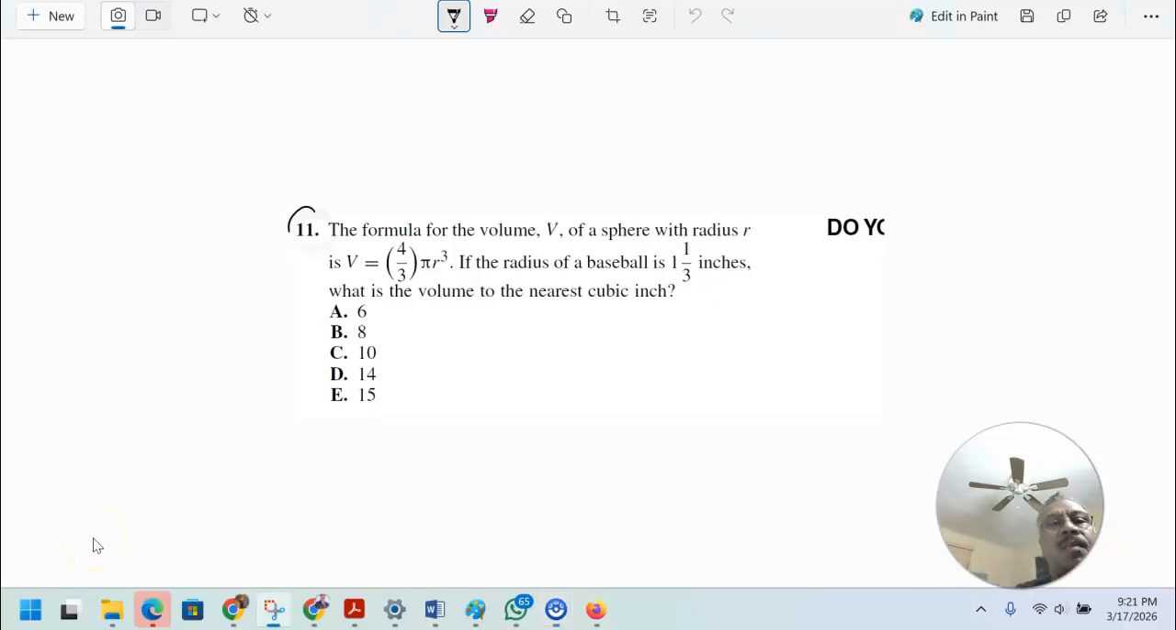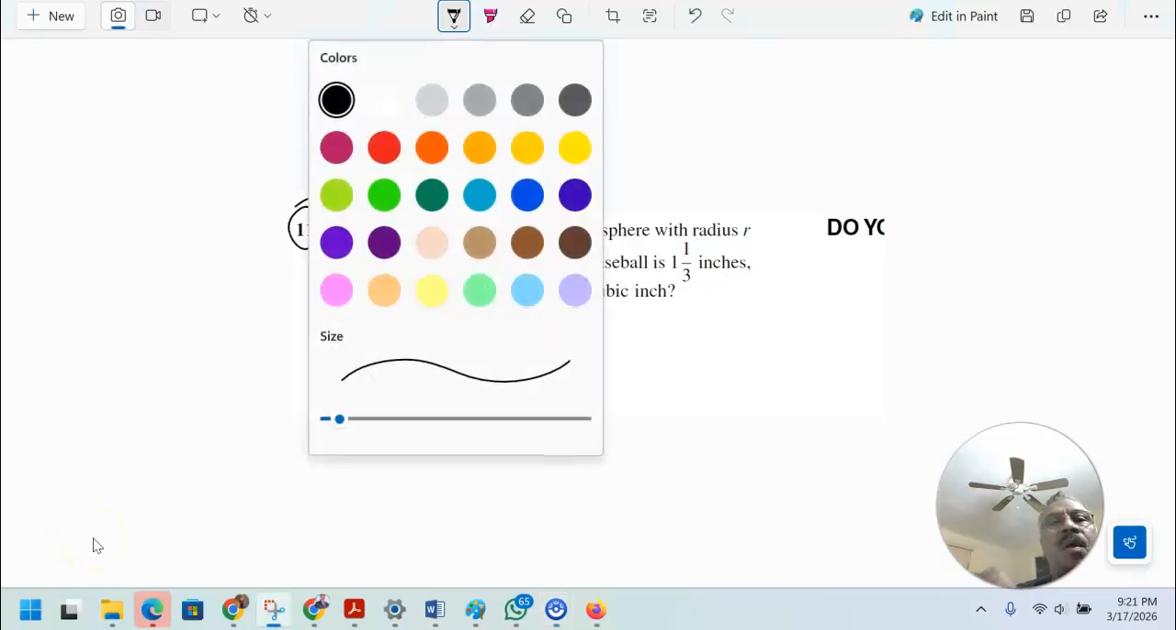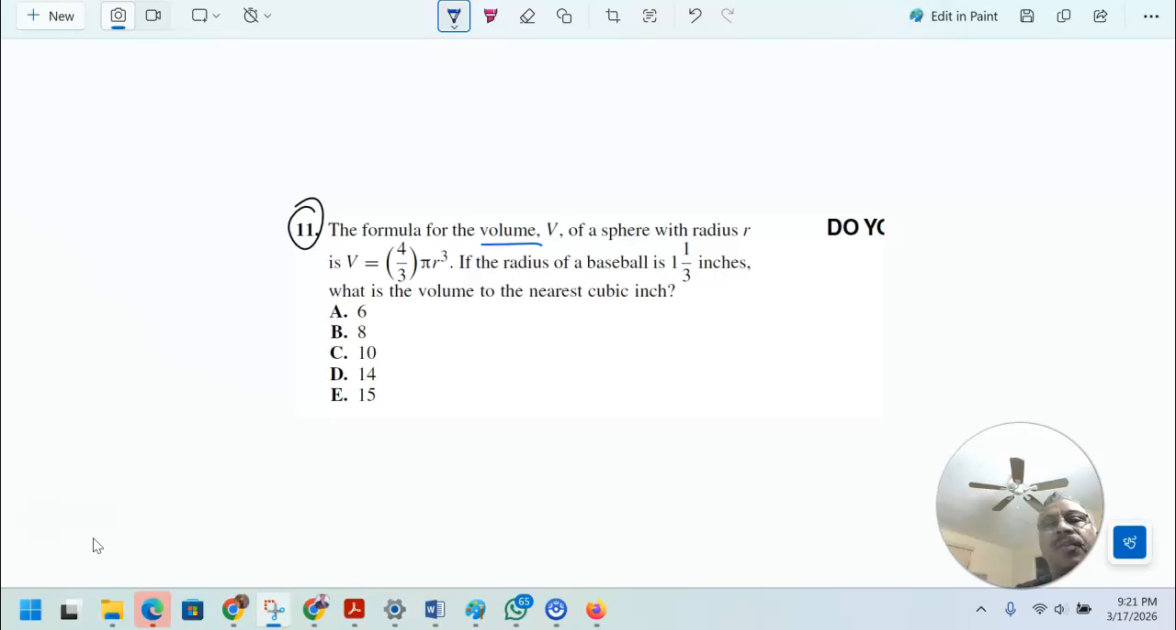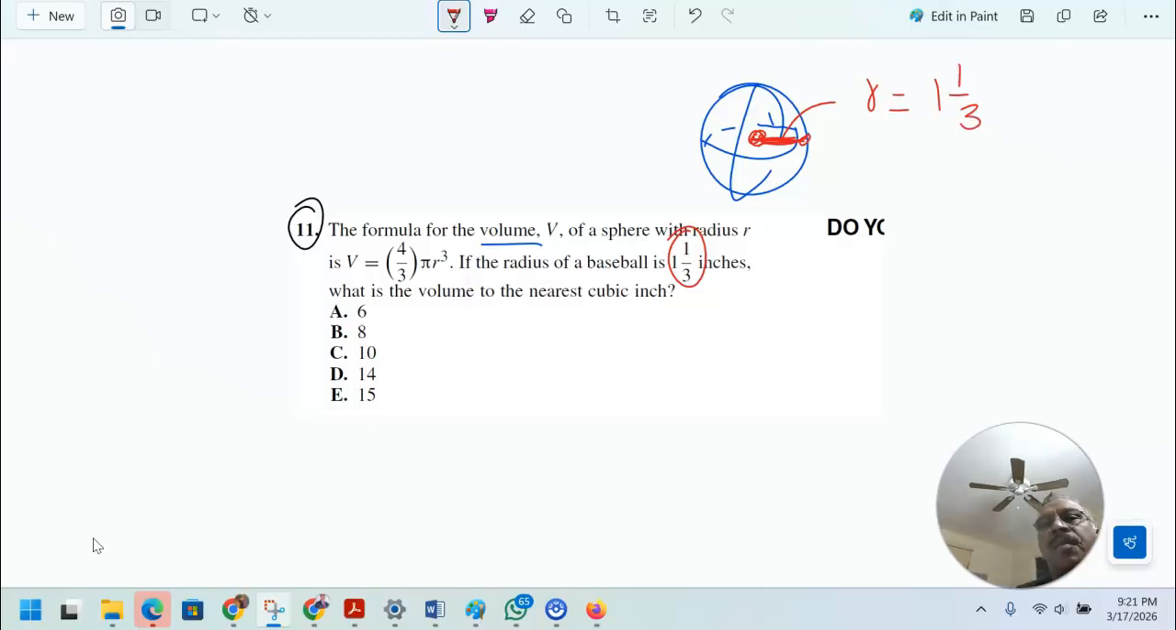So question number 11 is asking you, what is the volume of a sphere? So if this is a sphere, what is its volume? All you need to know is the radius. This part, the radius from the center, they already gave you as 1 1/3. This can be written as a fraction: 1 times 3 is 3, plus 1, that will be 4/3.